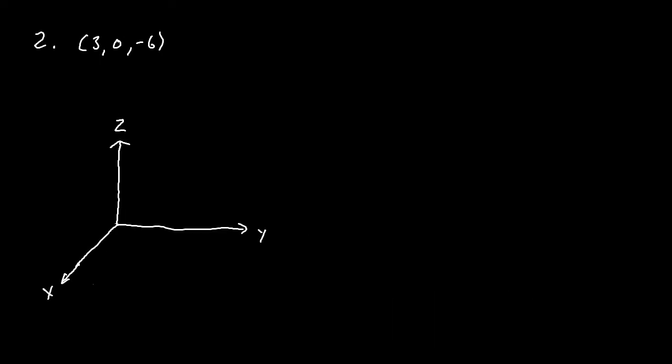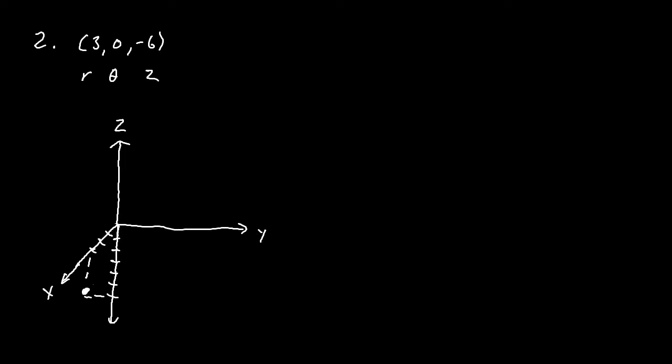Now for number 2, let's plot (3, 0, negative 6). 3 will be our radius, or the r value, 0 is the angle theta, and negative 6 will be the z value. So we're going to go 3 units on the positive x-axis for our radius, and the theta value is 0, so we're still going to stay right there. And then negative 6 will be our z value. In this case, it's not on the positive z-axis, it's on the negative z-axis, so we're going to go down 6: 3, 4, 5, 6. So the point will be somewhere around here.